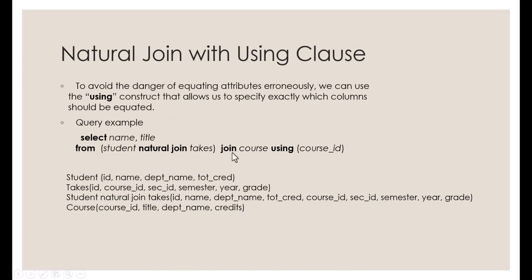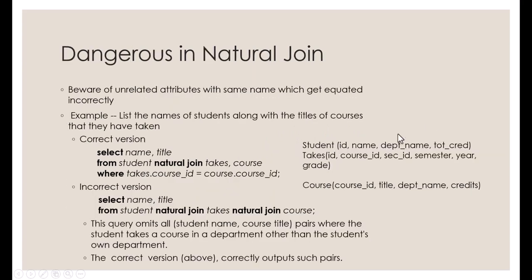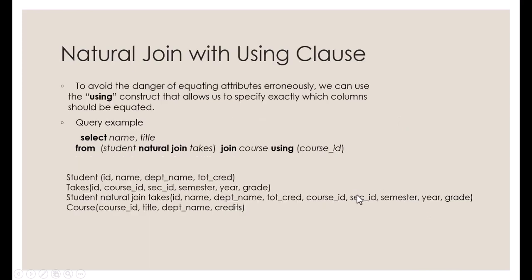So we can do join course using course ID. By doing so, this department name will not be set equal to each other. It's only going to set course IDs from takes and course equal to each other. So you can do join course and then this keyword using and then course ID.